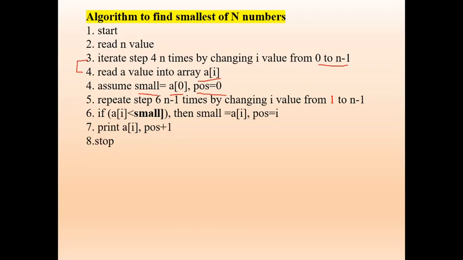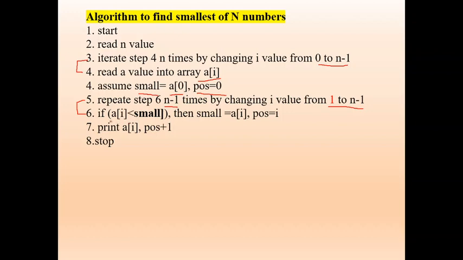After these assumptions, you need to go for comparison. Comparing the small number with the values from A of 1 to n minus 1. So my comparing index starts from 1 to n minus 1, not from 0 to n minus 1. This is the key point. Here my comparison starts from 1 to n minus 1. That means I am repeating step number 6 n minus 1 times, not n times, because I have considered A of 0 as the small number and I am comparing it with the remaining numbers, from A of 1 onwards.